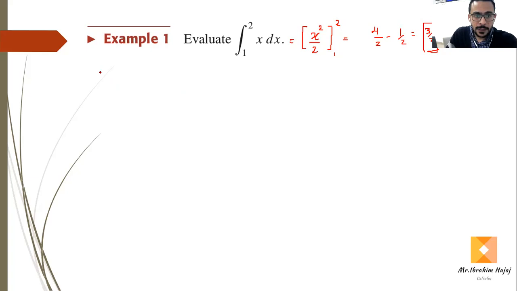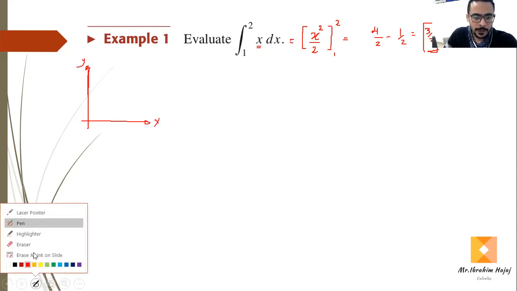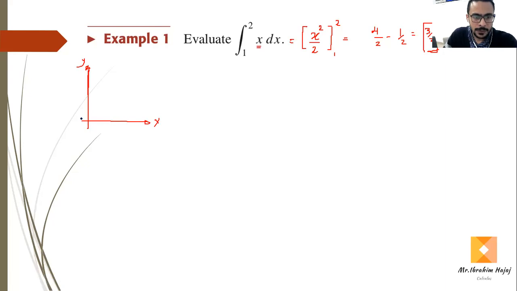By using the area, let's graph here. You know this function is y equals x. So when you graph it, when you have the x and y axis, and you graph x, it's simple and easy. We know that it's 0, 0, then 1 and 1, 2 and 2, 3 and 3, 4 and 4, and so on. So it's a line. This is the function y equals x.